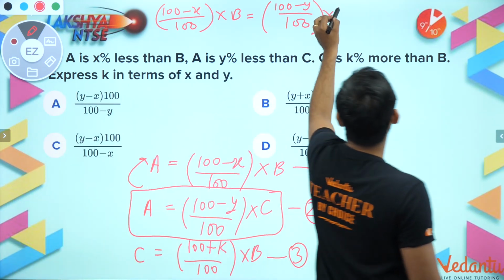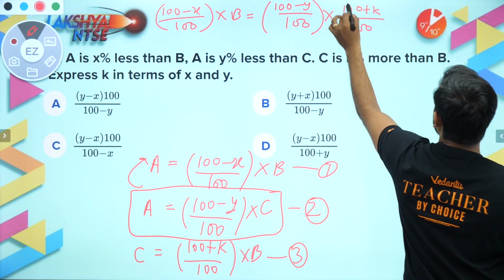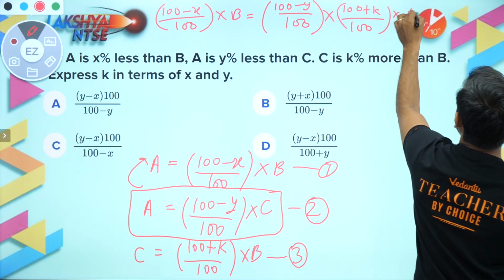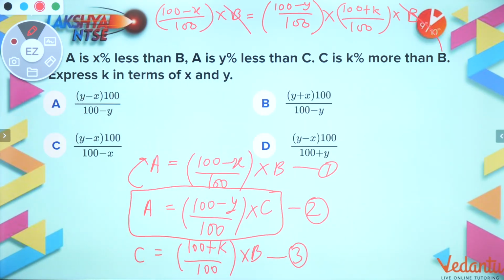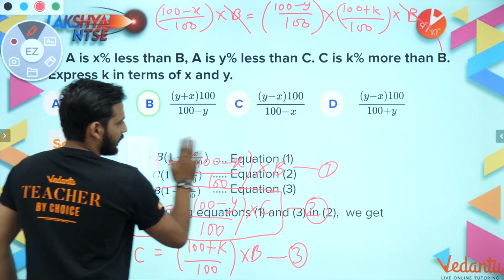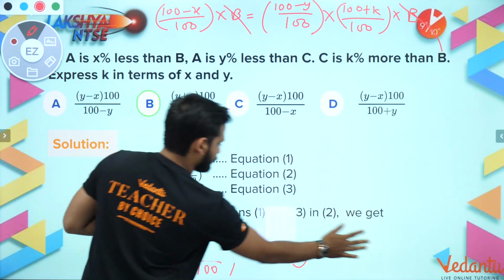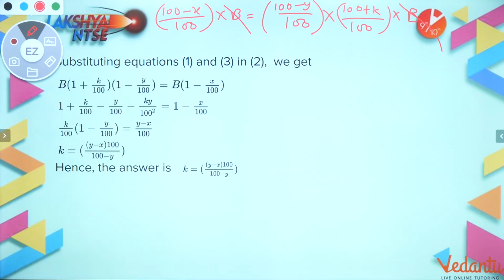So you can write it as (100 plus k by 100) into B. Now you can see B and B also got cancelled. So you are left with an equation which is in x, y and k only. So if you solve this equation, you will get B as your correct answer. Those who are not sure about the solution, this is how the equation will be solved.